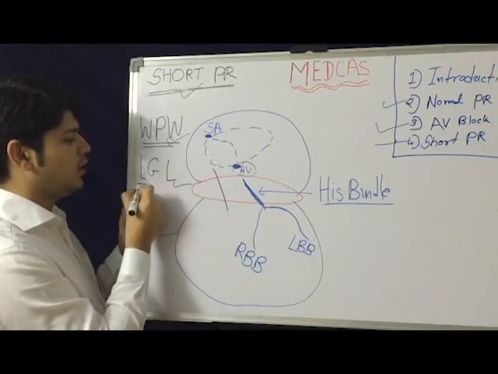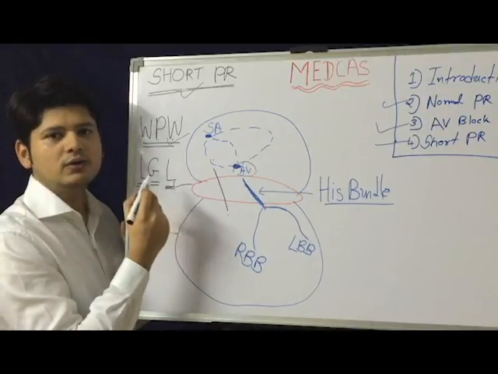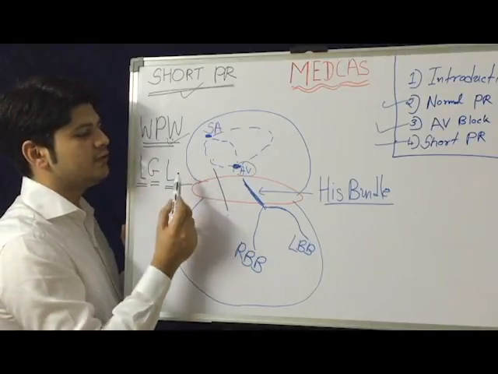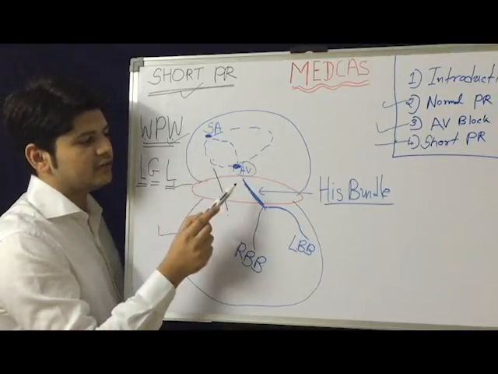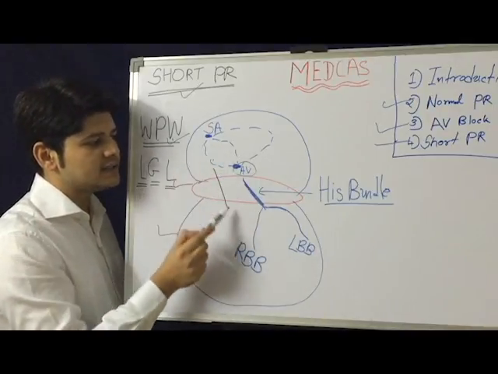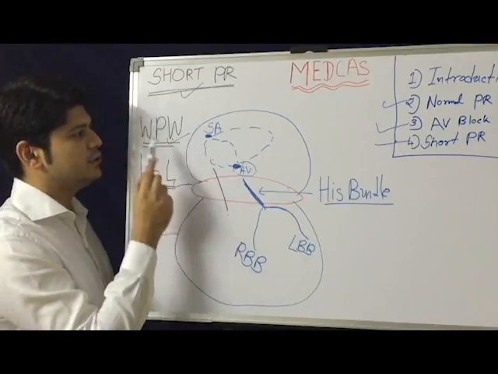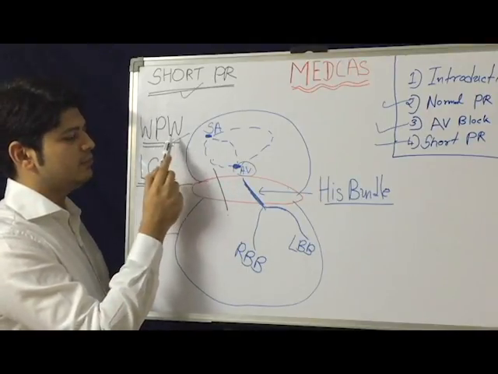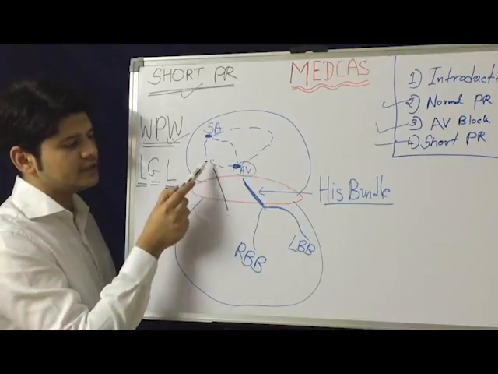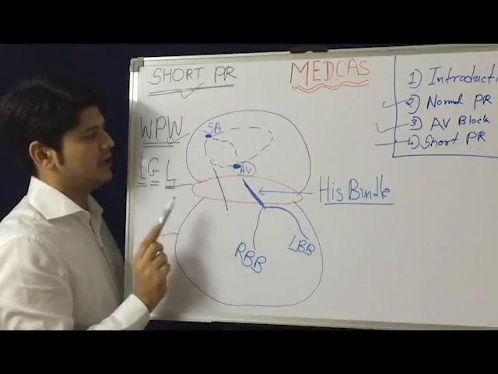And second, it happens in LGL, that is Lown-Ganong-Levine syndrome. Fine. So what we understood is that the PR interval normally arises due to AV node delay, but if we bypass the AV node, we get a shortened PR interval, which will be due to either WPW or LGL syndrome, which have an accessory pathway. So these are the causes of the short PR interval.